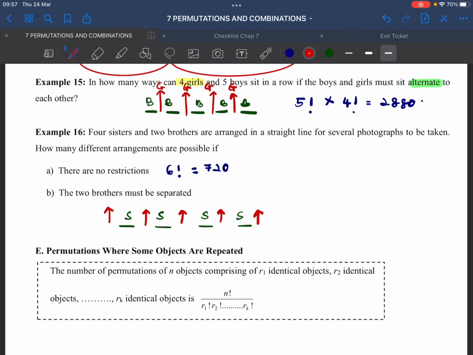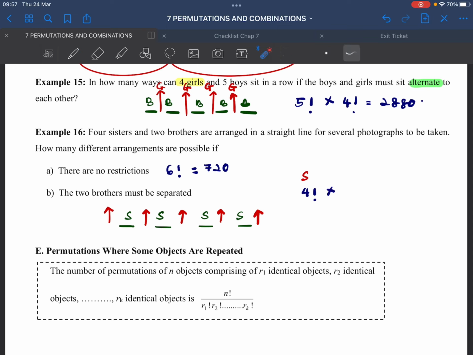So ada berapa banyak tempat dia boleh duduk? 1, 2, 3, 4, 5. 5 tempat. Okay, before that, the sisters, 1, 2, 3, 4 sisters arranged together, there's going to be 4 factorial. Okay, so this is for the sister.